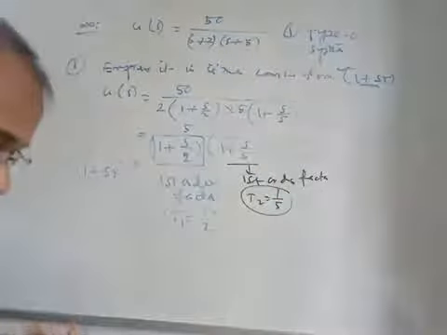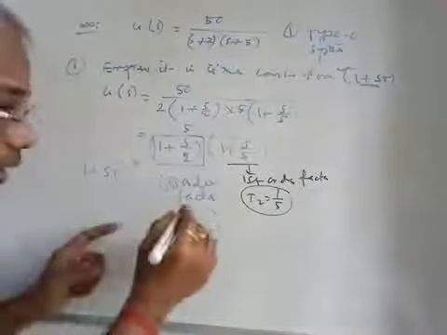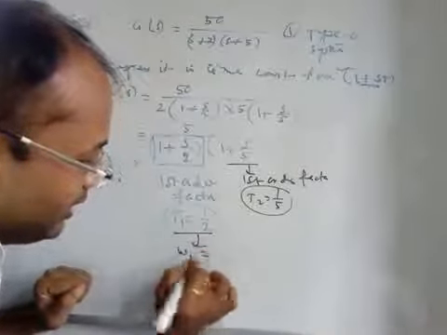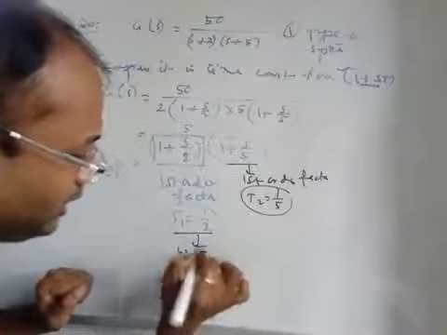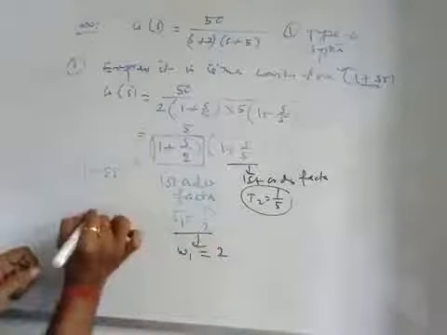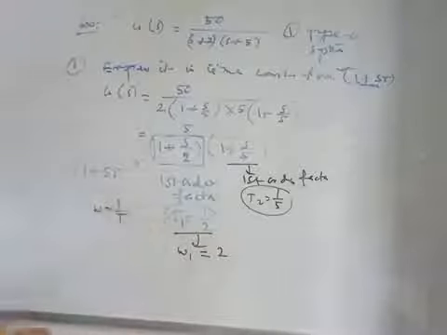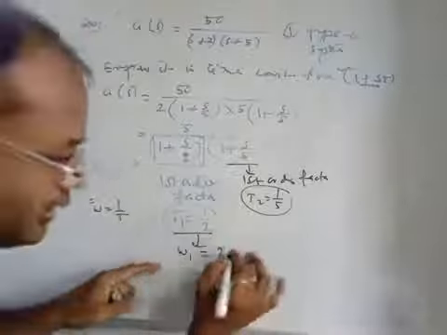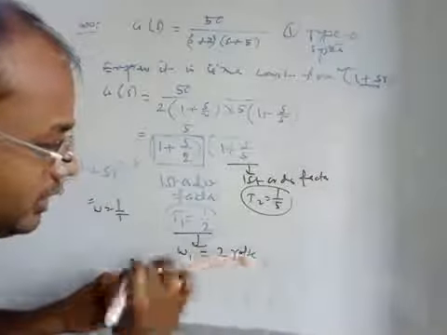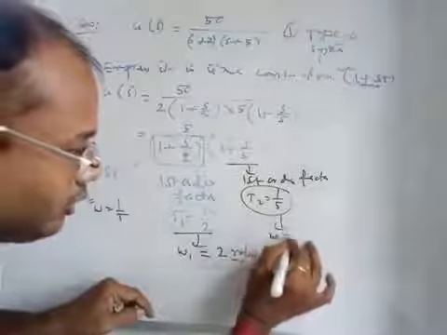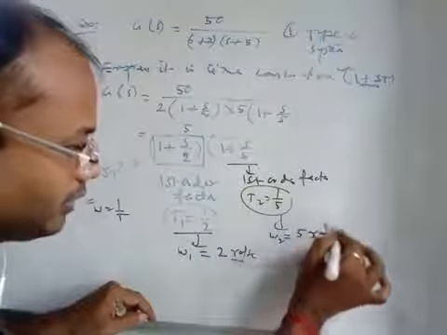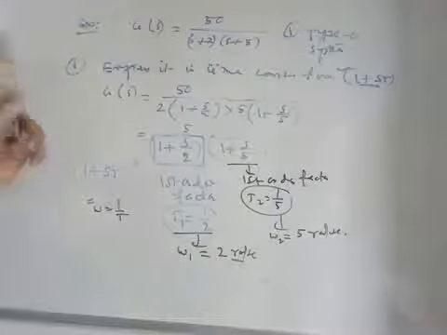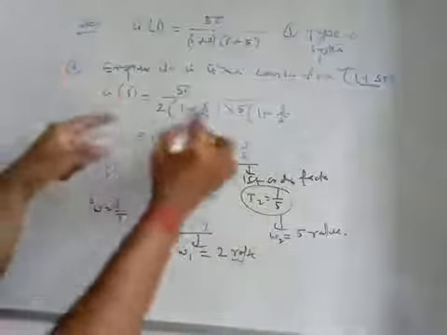Once the time constant is known to you, then the corresponding corner frequency associated with it, omega 1, is 1 by T. So omega is equal to 1 by T, right? So 1 by time constant will be the frequency. So omega 1 is equal to 2 radian per second. Similarly, omega 2 is equal to 5 radian per second. So this is the procedure by which, from any given transfer function, you can get the time constant form.